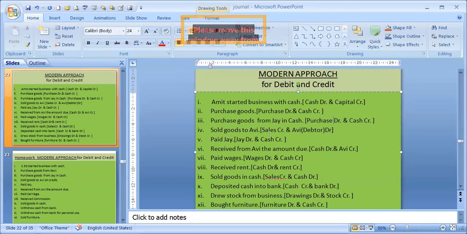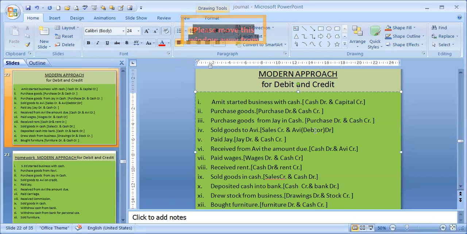Sold goods to Avi. Sales is an income, is a revenue. Revenue increases, credit. Capital, revenue, liability, whenever increases, credit. You can even say goods is going out, that means asset is reducing. That's why credit. Anyways, debtor. Avi is a debtor, my customer. Debtor is an asset. My asset is increasing if I am selling on credit because I will be receiving the money later on. So it is also debited.